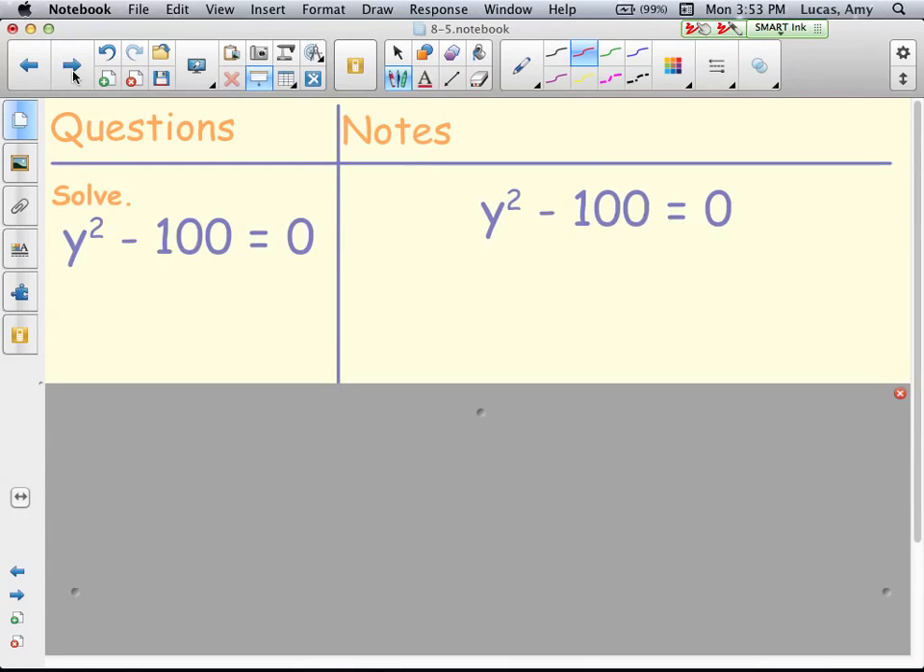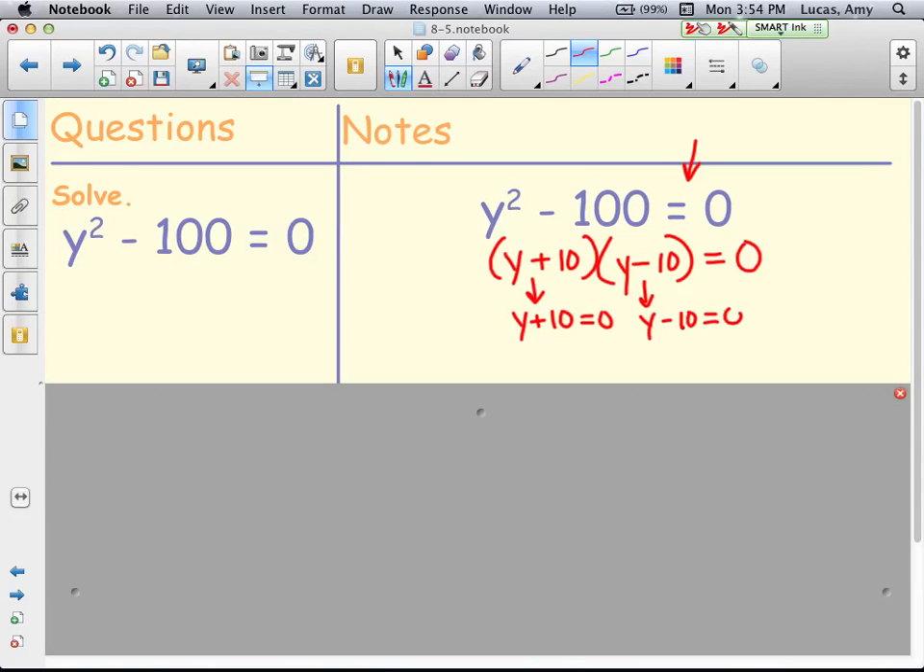Now on our next two slides, you notice that we have the equal sign with the 0. So that means that we're going to have to do the zero product property after we factor. So y squared is y times y, negative 100, positive 10 times negative 10, and then do that extra step with the zero product property where you set each binomial equal to 0, and then you solve it.